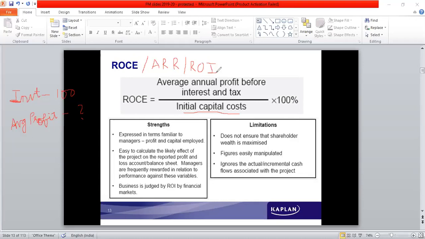Figures are easily manipulated; financial statements can be manipulated. Depending on the accounting policy adopted, the cost can be increased or decreased, or certain things can be deferred to the next period. So there is a possibility of manipulating profit. Also, it ignores the actual incremental cash flows associated with the project. This is a very basic or traditional technique which is used to evaluate whether the project should be taken up or not, whether the investment should be made or not.